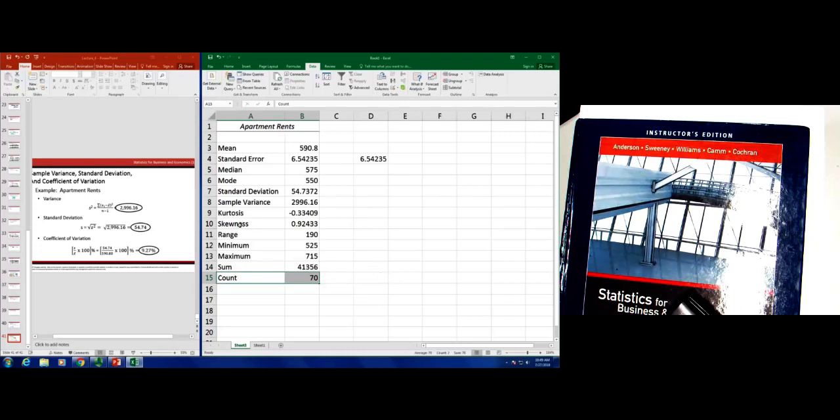Next we will discuss measures of distribution shape and measures of relative location.